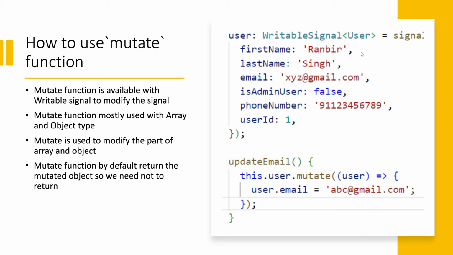So if you will see in the previous example, during the update function discussion, we saw this user signal. Whenever we were modifying the email, that time we had to return the user object. Here we need not return anything. By default it will mutate and update the object. So we should use update if your new value depends on the previous value, and if you want to just modify the object and it is not depending on the previous, then we can go for mutate.